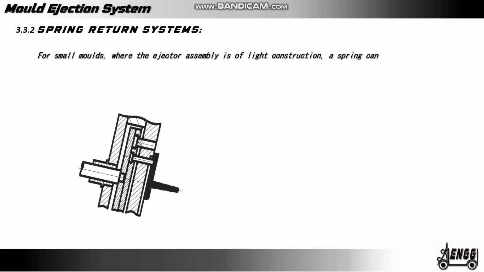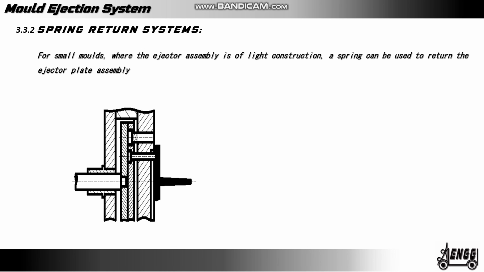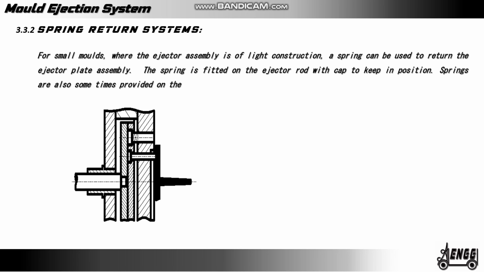Spring return system. For small molds where the ejector assembly is of light construction, a spring can be used to return the ejector plate assembly. The spring is fitted on the ejector rod with a cap to keep it in position. Springs are also sometimes provided on the return pin.